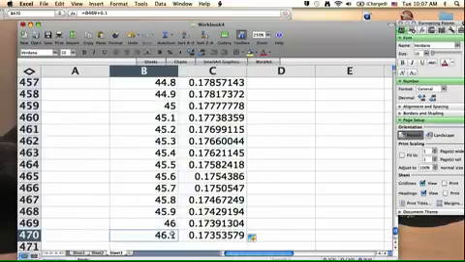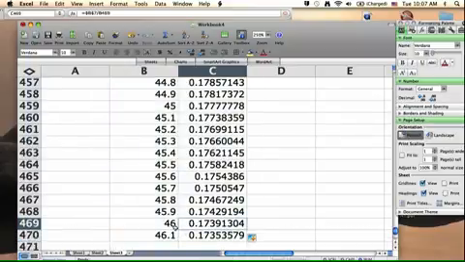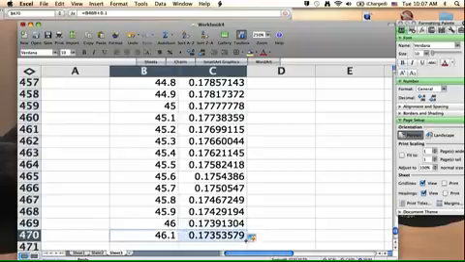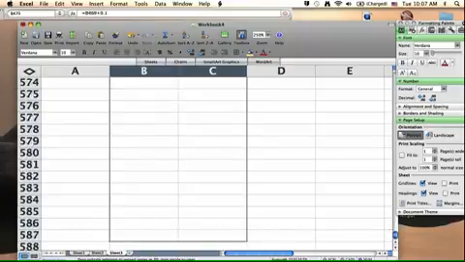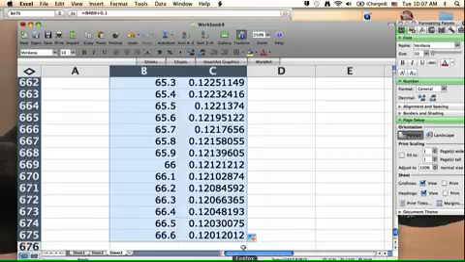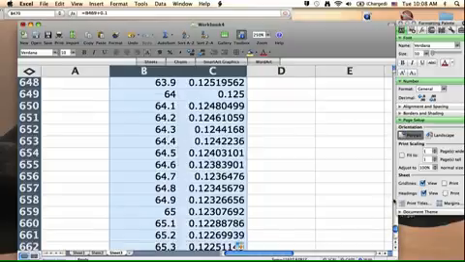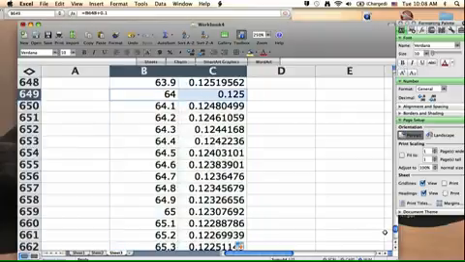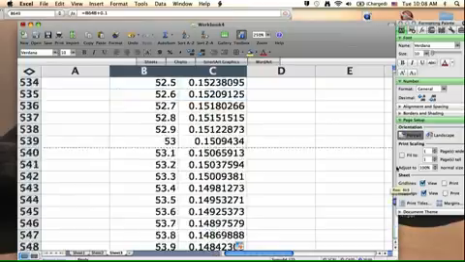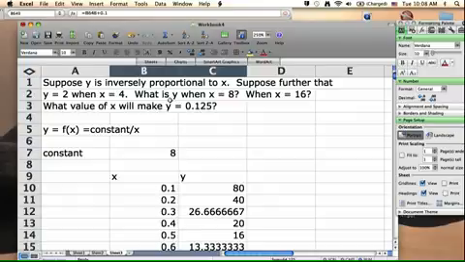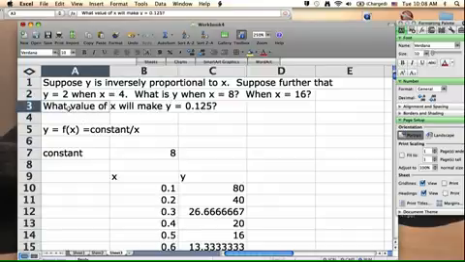Still not there. Keep experimenting. I guess we're answering the last question first. Oh, we're close. There it is. Y will equal 0.125 when x is 64. That answers the last question. What value of x will make y equal to 0.125? It'll be x equals 64.